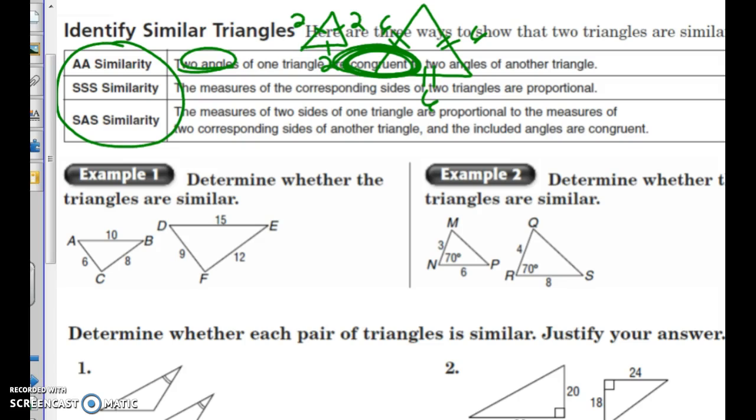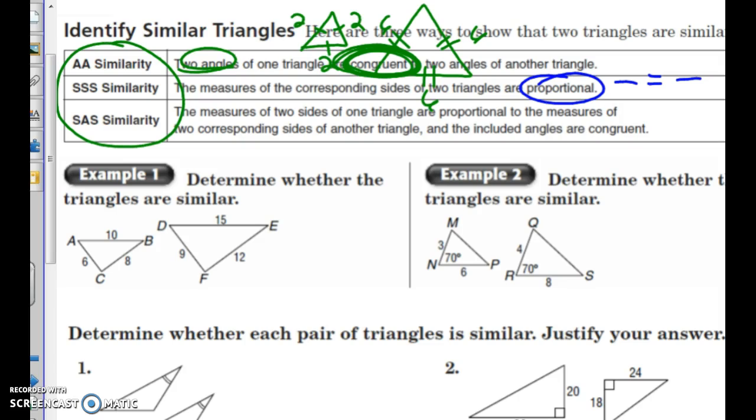And then we have side, but there's a difference. When we were doing congruent triangles, we looked to see were the marks exactly the same, and I could just look at it and move on. Here, it's not that way. I need to make sure that my sides are proportional. That means I need to set them up and make sure that when I reduce them down, I get the same number. And then the third one is side, angle, side.